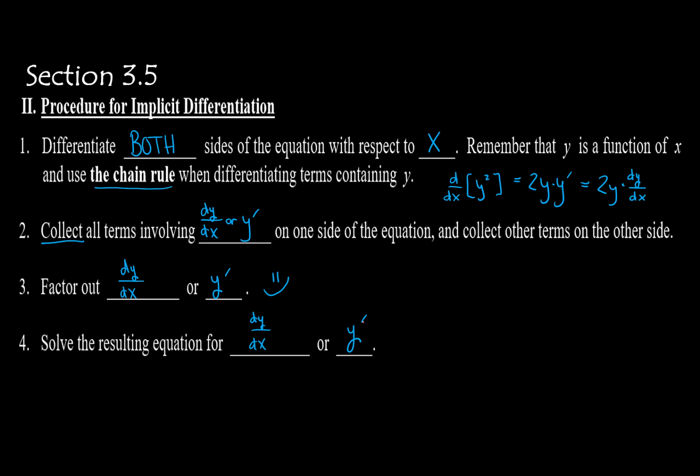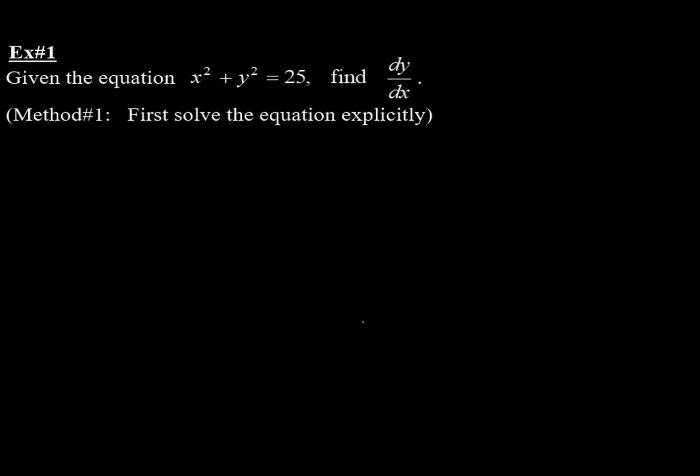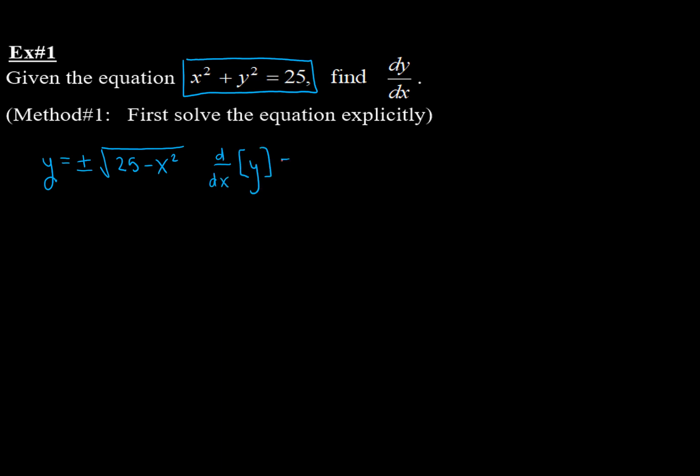So let's look at an example. For this one here, if I were to take the equation of a circle with radius 5 and solve it explicitly, the first thing that I would get is plus or minus the square root of 25 minus x squared. And if I want to take the derivative with respect to x of y, I would just have this plus or minus in the front.